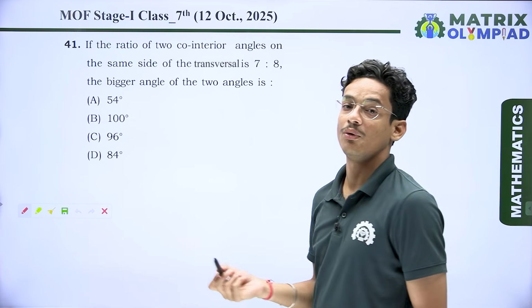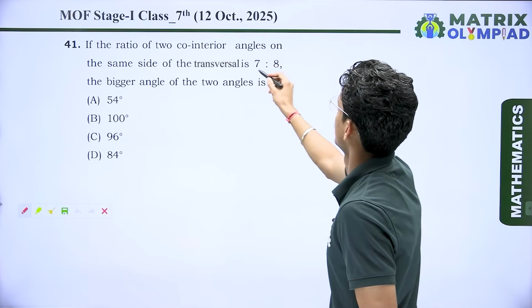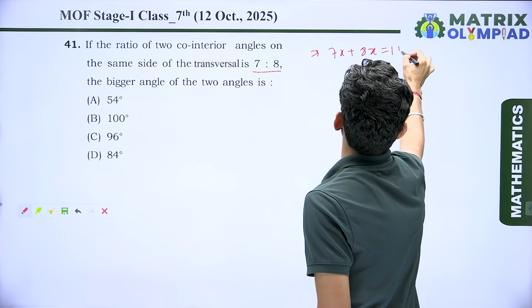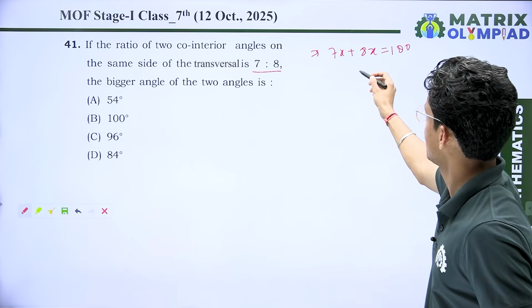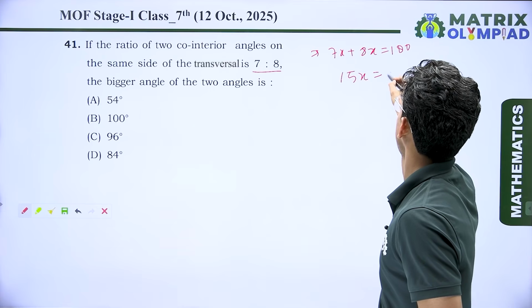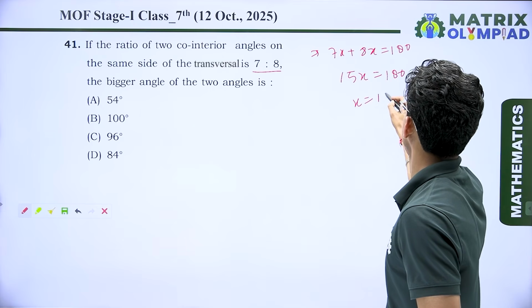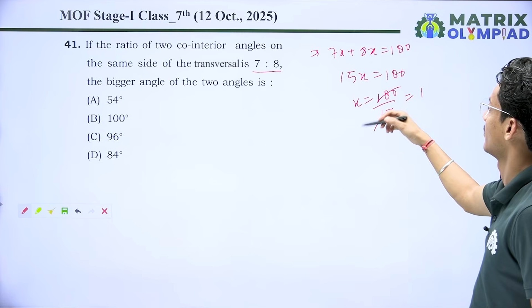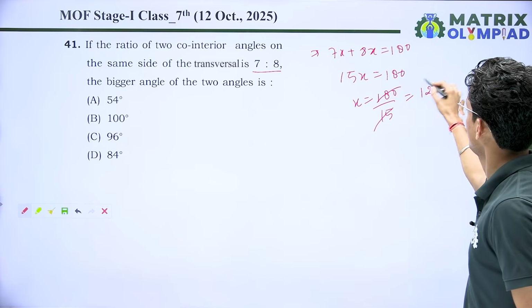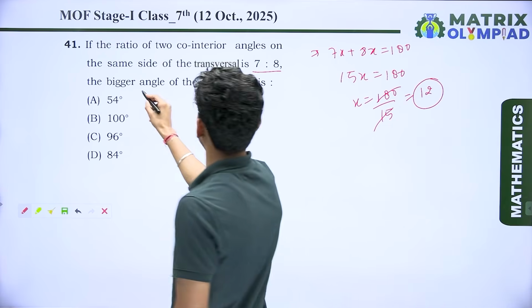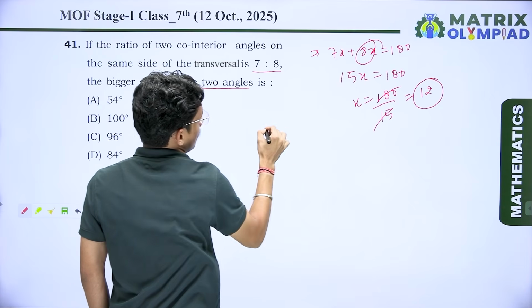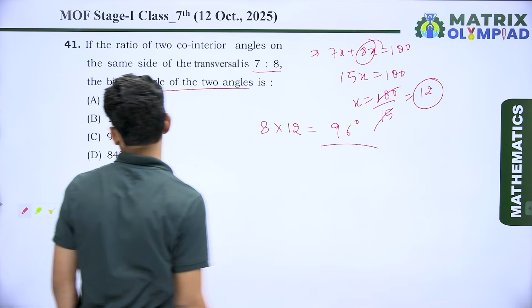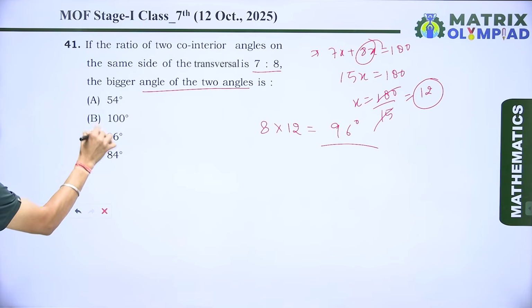So we know the sum of two co-interior angles is 180 degrees. So we know that 7x plus 8x is equal to 180. When we add 7x plus 8x, we know 15x is equal to 180. The value of x we get is 180 divided by 15. It means 15 1 15, and here we remember 3 0 30, it means 12. The value of x we get is 12. Now we have to find the bigger angle. Bigger angle is 8x. Okay, so 8 multiply 12, so we get 96 degrees. It means option number C is the correct answer.